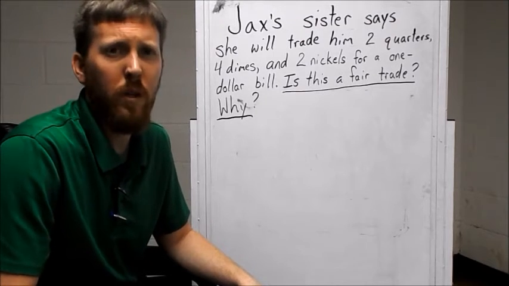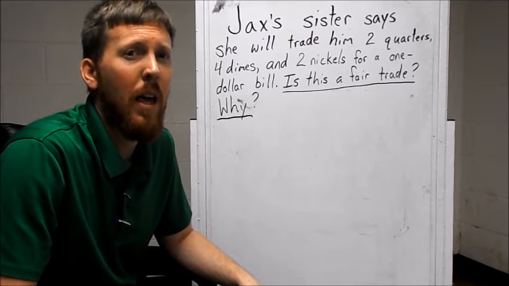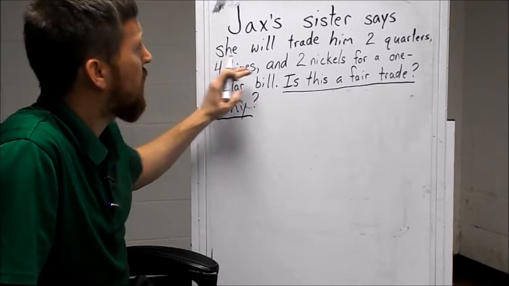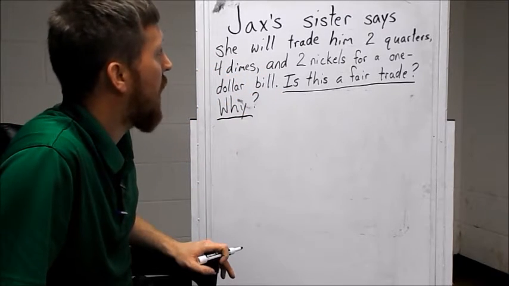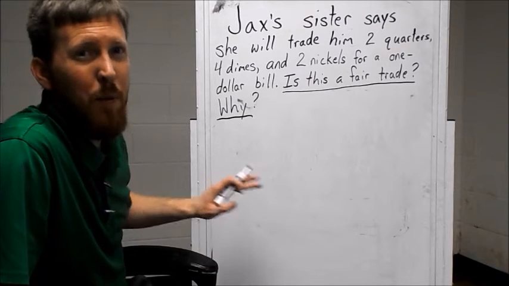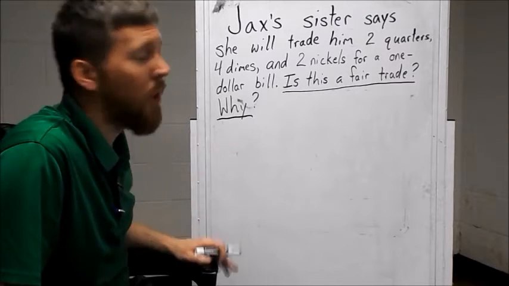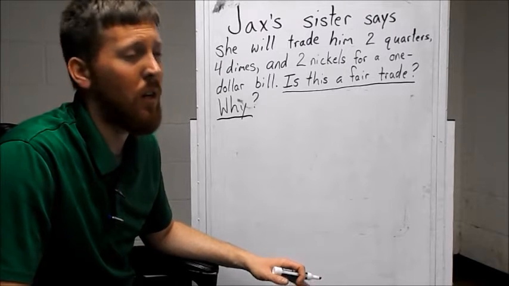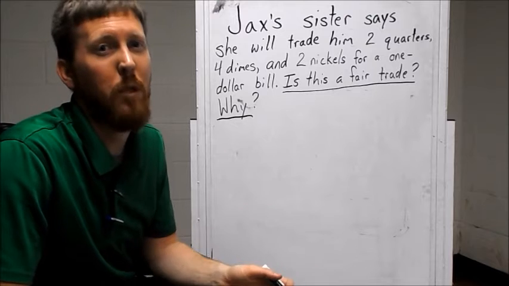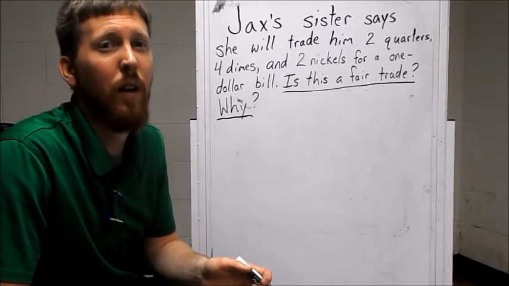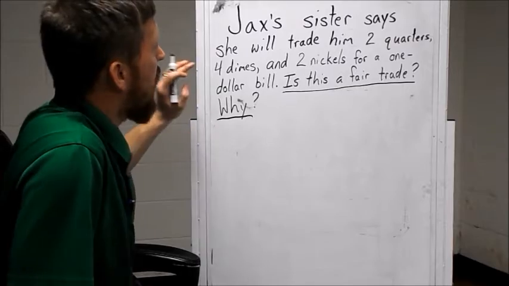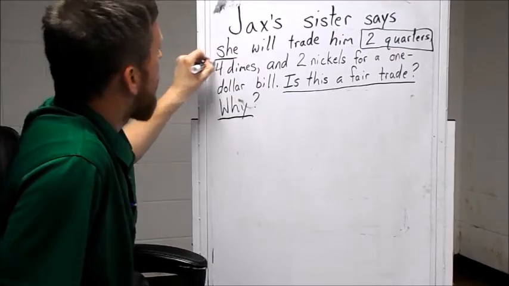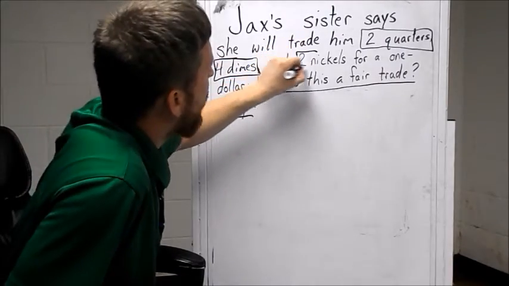Now, what's the first step? The first step is to go back and read what the question needs me to find out. Jax's sister says she will trade him 2 quarters, 4 dimes, and 2 nickels for a $1 bill. I'm going to box in the information that's important. Sorry, Jax. I love you, buddy, but I don't care if it's you, I don't care if it's your sister, I don't care who it is. I've got to know how much money I have, and is it going to be fair enough to trade for $1. So we're looking at 2 quarters, 4 dimes, and 2 nickels.